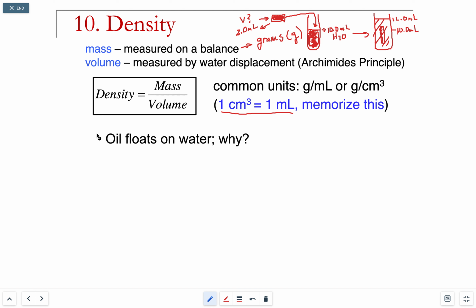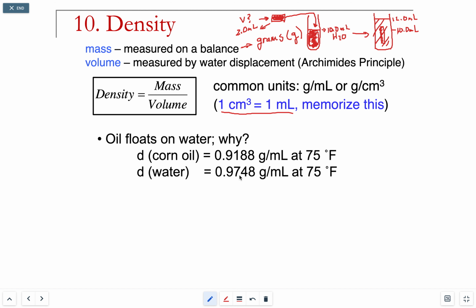Let's take a look at a couple of properties associated with density. Oil floats on water. Why? Well, when we look at the density of oil, in this case corn oil, this is the mass associated with 1 milliliter at this temperature. If we look at the same for water, water's more dense. So the corn oil floats on water because it's less dense, meaning that there's less mass packed into the same space as in water. So in the presence of Earth's gravitational field, there's a stronger tug on the water than on the corn oil. So the water drops to the bottom, corn oil floats to the top.